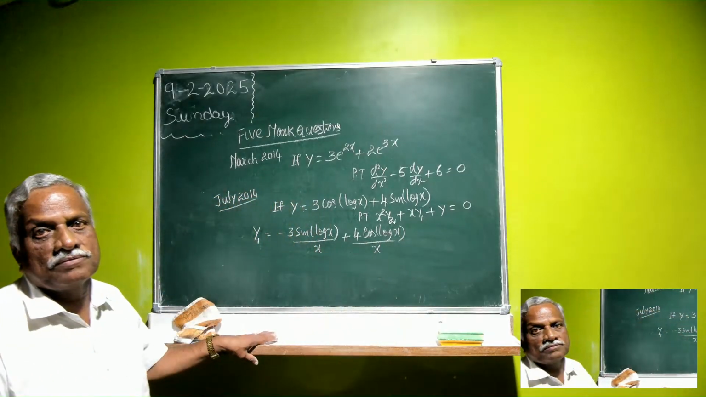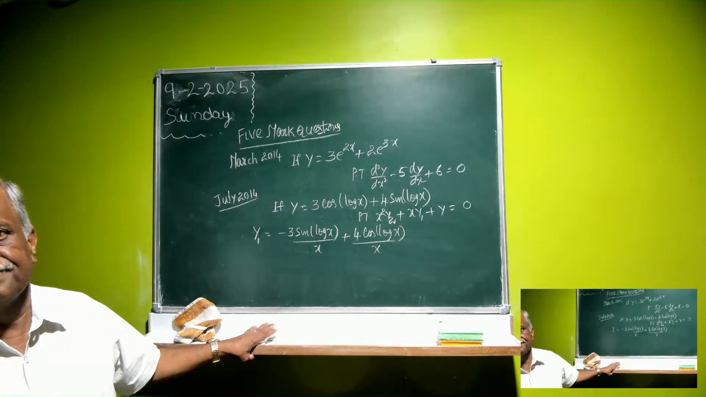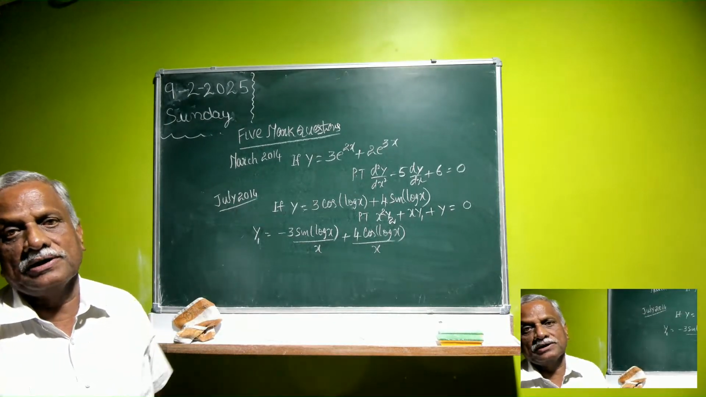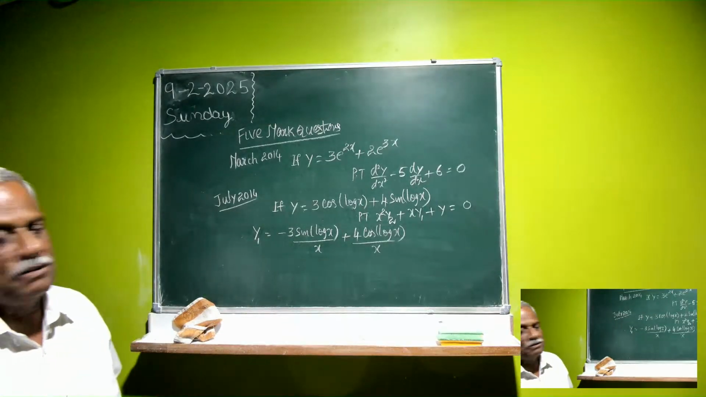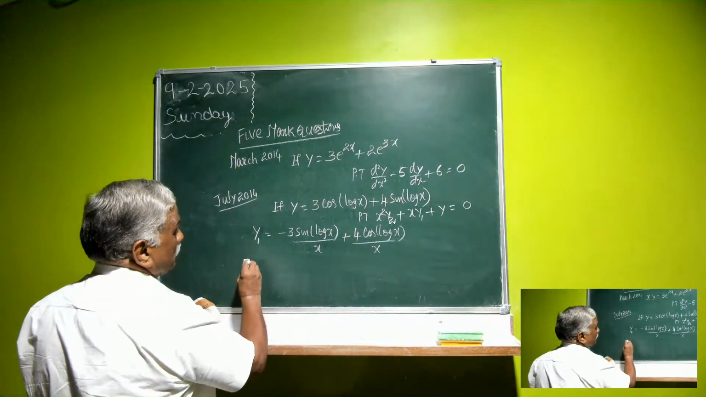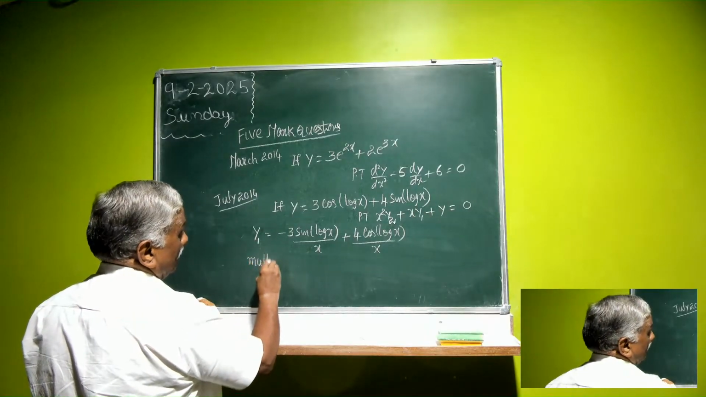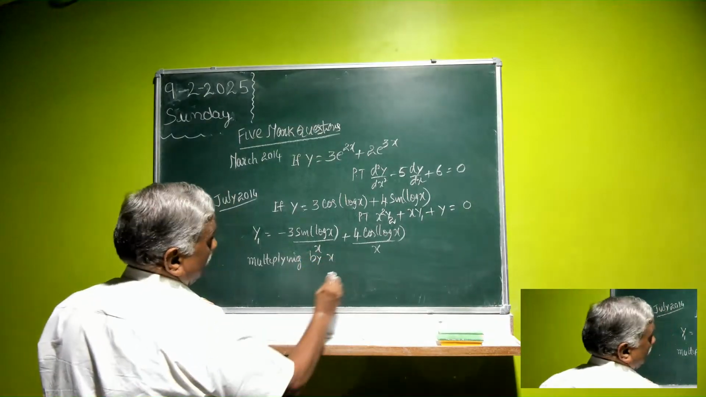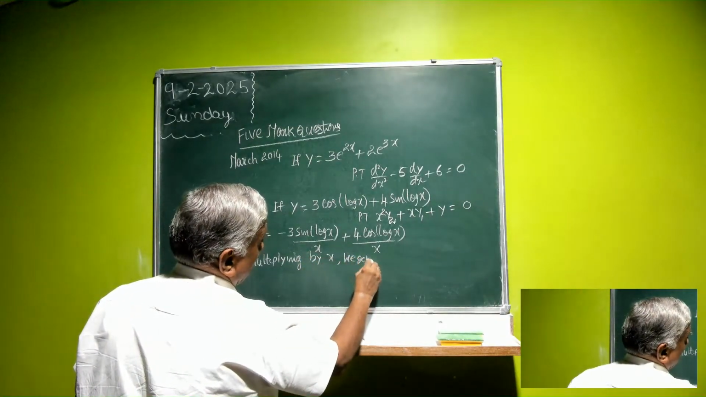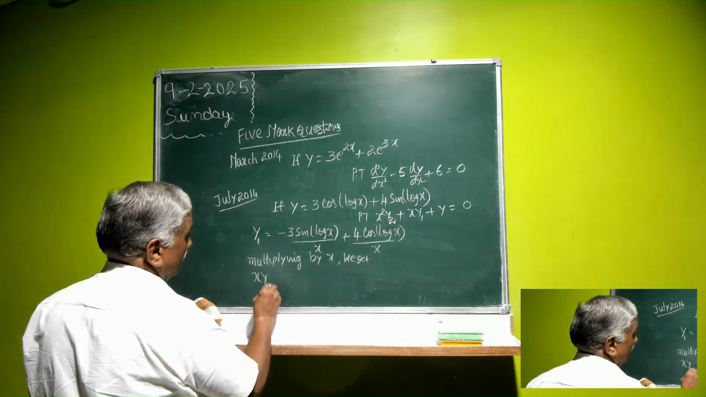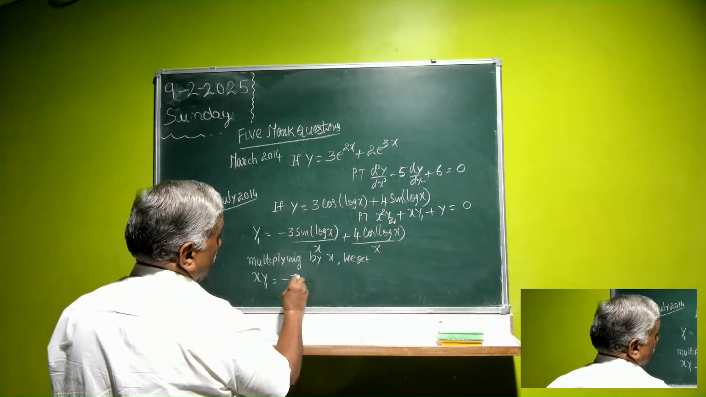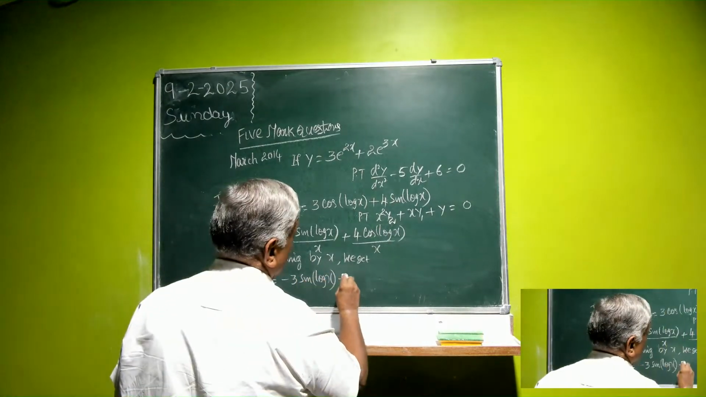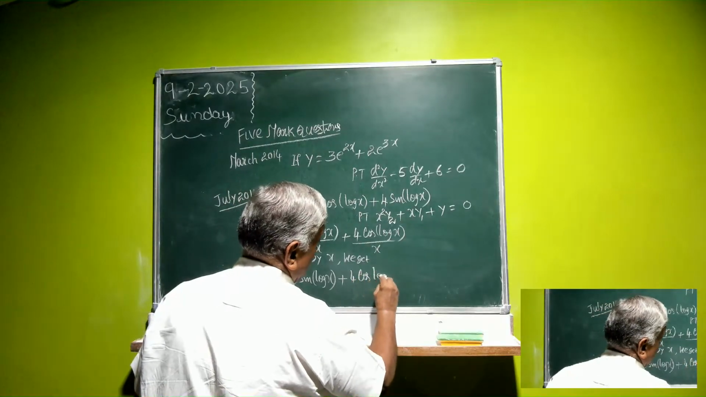In fact, I worked this problem at time of revision. I told you, if you continue like this, you need to use quotient rule, but you can avoid quotient rule by multiplying by x. So multiplying throughout by x, we get xy1 is equal to minus 3 sin log x plus 4 cos log x.